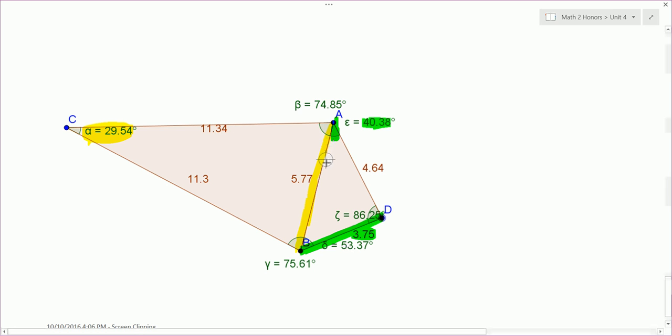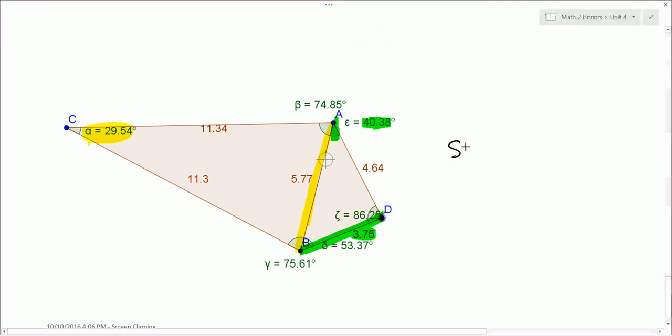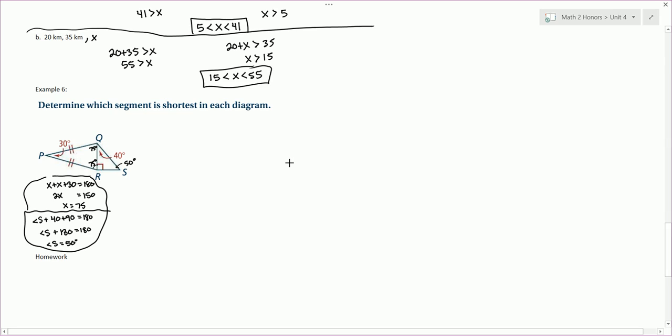Now, the two triangles share a side length. Side AB is shared between the two triangles. Right? And because it's shared, and it's not the smallest side length in the smaller triangle, it's pretty obvious that 3.75 is the smallest, but we're going to have to use some of this logic when we don't know any of the side lengths. So let's get to the example that we're looking at here.